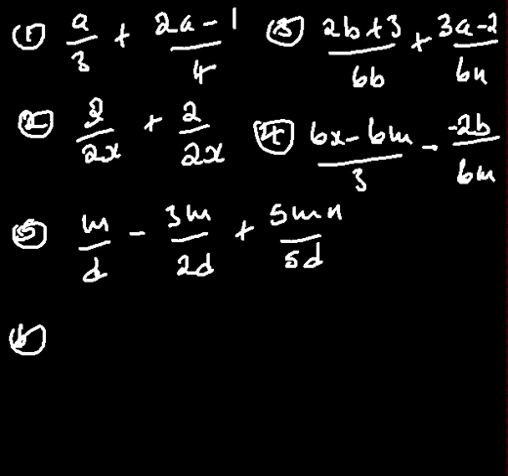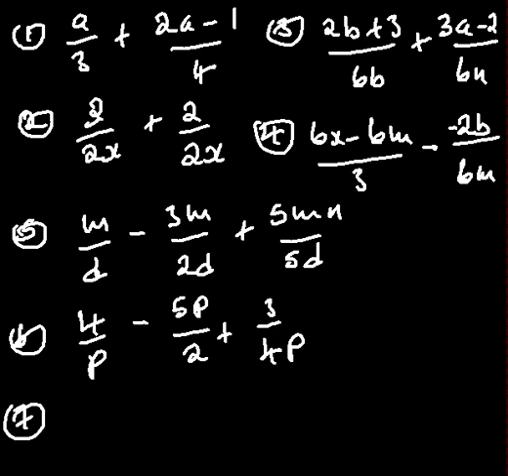And let's say we also have this as well, let's say 4 over p, and minus 5p over 2, and plus, let's say 3 over 4p. How do you think we can have that? And let's say we have something like 2b minus 3 divided by 4, minus 1 over 3c. How do you think we can simplify that as well?